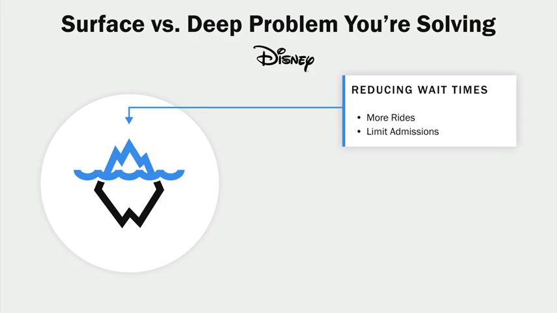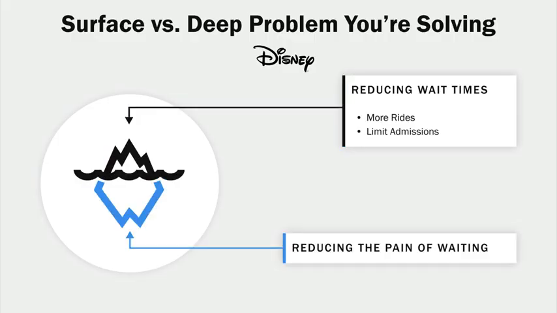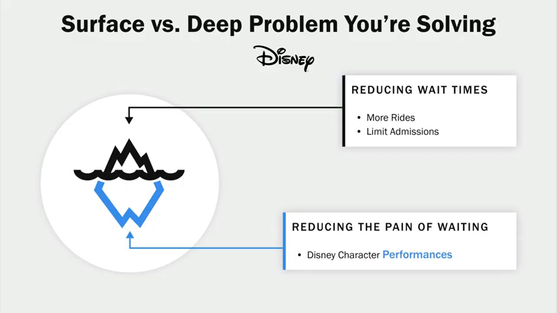Similarly, take the case of Disney amusement parks. Park executives thought the only way to reduce customer complaints about hour-long wait times was to add in more rides or limit the number of admitted people. In other words, they defined the problem as reducing wait times. However, when they brought in a design firm to solve the problem, the designers framed the problem completely differently. They viewed the problem as not reducing wait times, but reducing the pain of waiting.